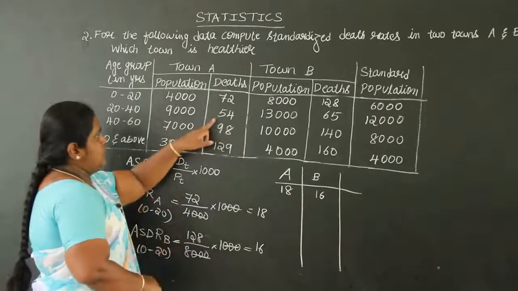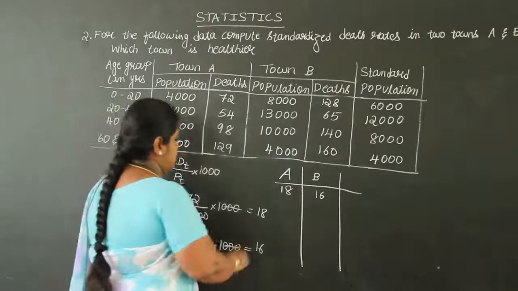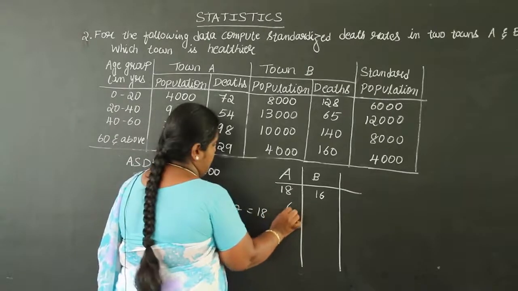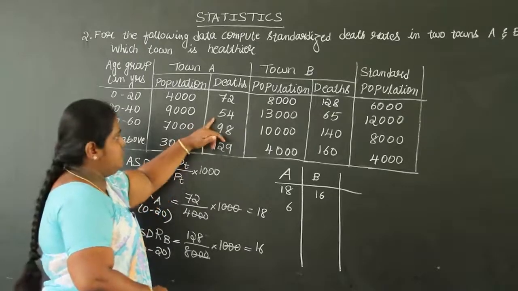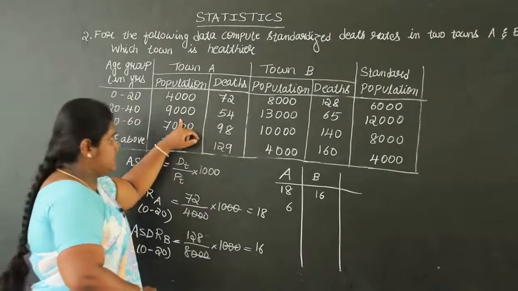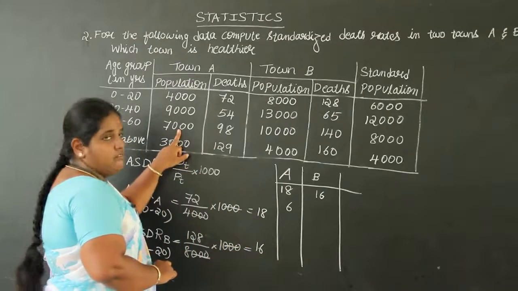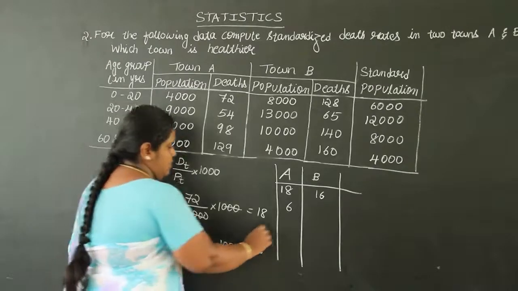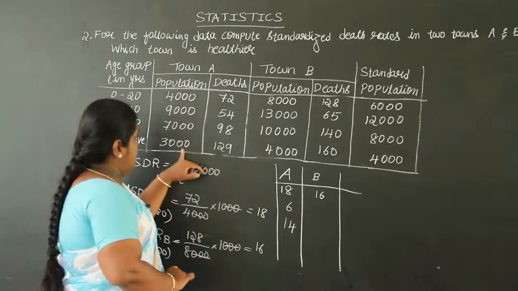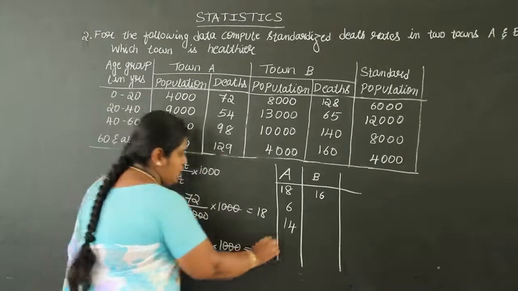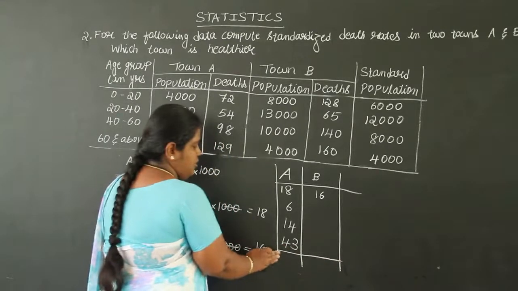Then calculate for the second age group. It is 54 divided by 9,000 into 1,000. So 1,000 and 1,000 will get cancelled, and we will be remaining only with 54 divided by 9. So it is 6. Next value, 98 divided by 7,000 into 1,000. So it is 14. Then 129 divided by 3,000 into 1,000, 43. Similarly, do it for town B.